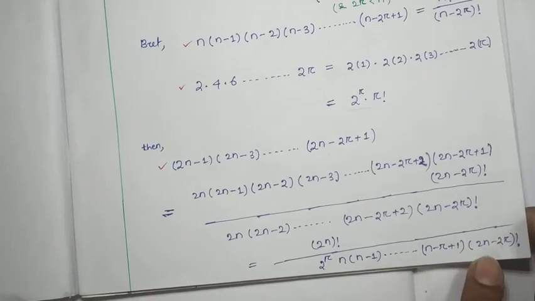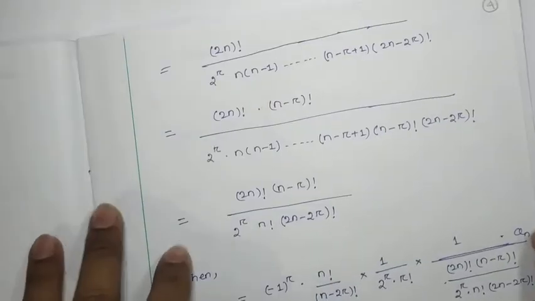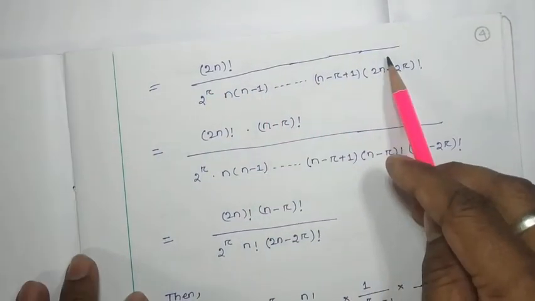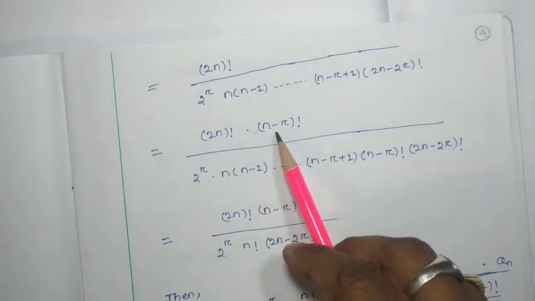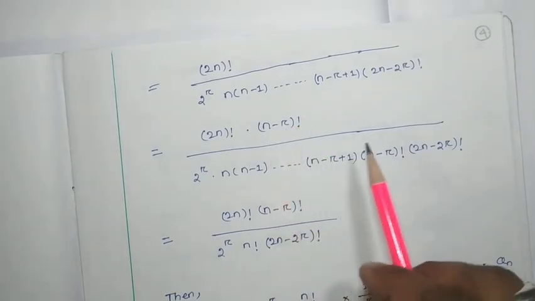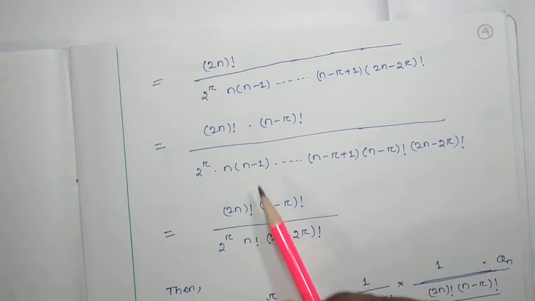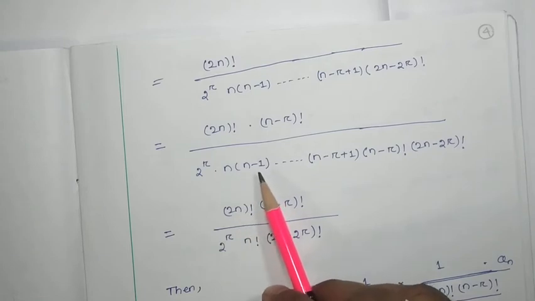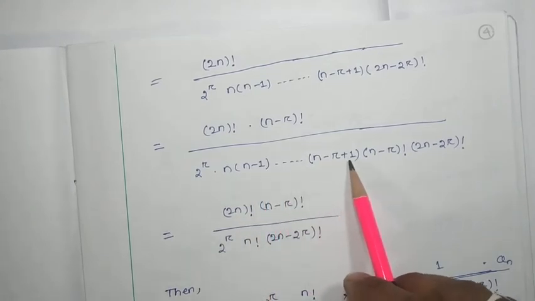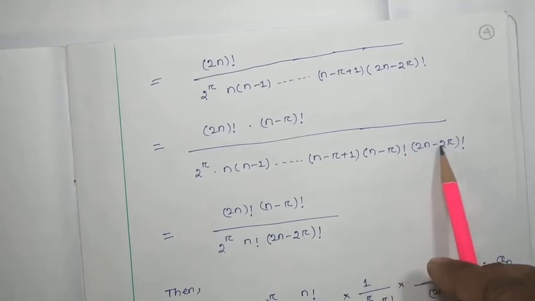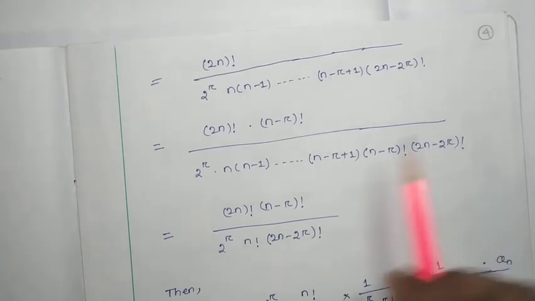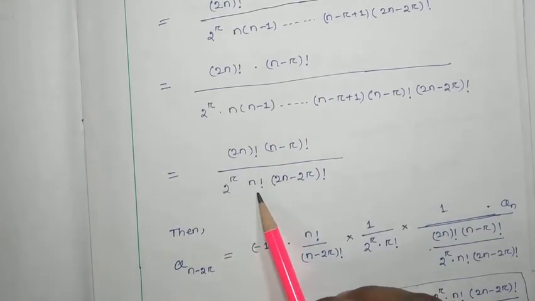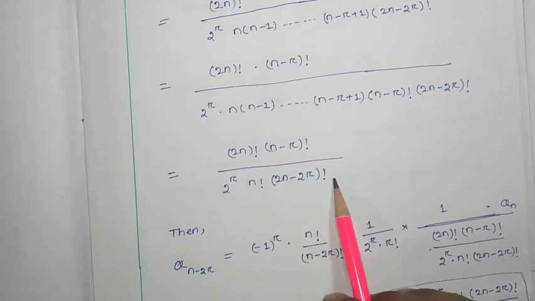Whatever I have written, I just wrote the same on this page because it will be easy for me to explain. So this much, and then I have multiplied (n minus r) factorial in the numerator and denominator also, and we found 2n factorial (n minus r) factorial over 2 to the power r into n into (n minus 1) up to (n minus r plus 1) into (n minus r) factorial into (2n minus 2r) factorial. Then it will be 2n factorial into (n minus r) factorial whole divided by 2 to the power r into n factorial into (2n minus 2r) factorial, right?